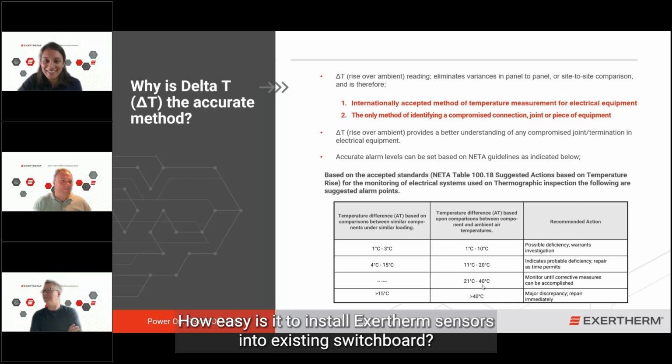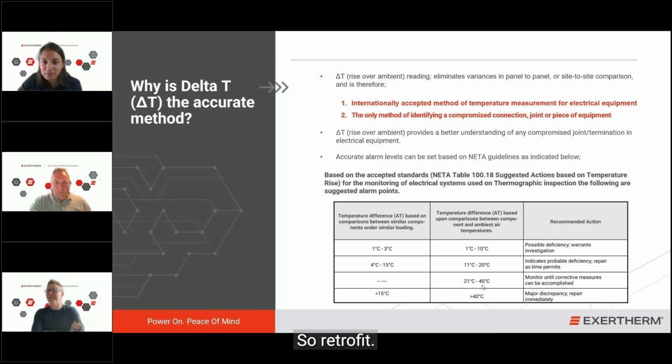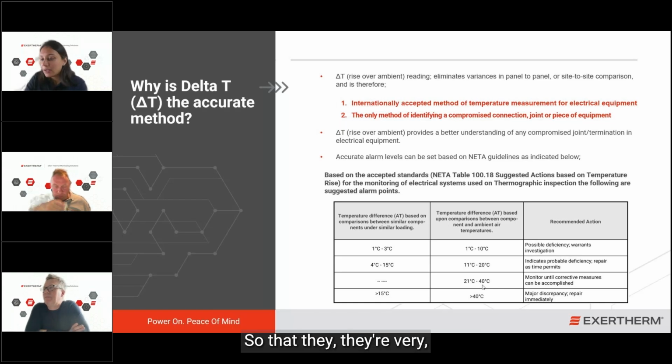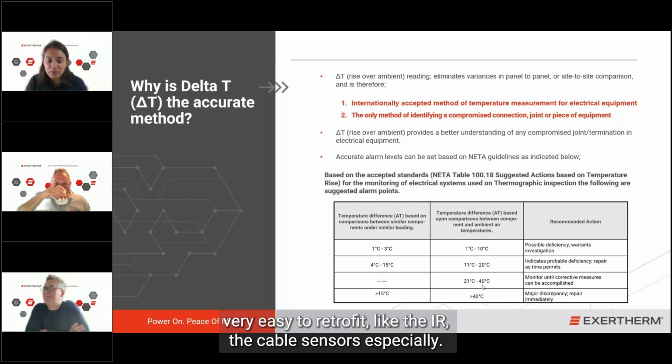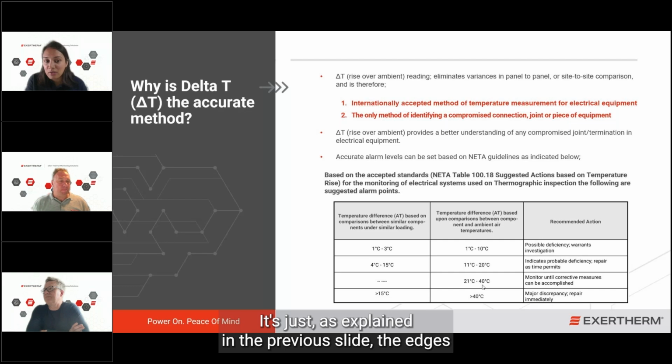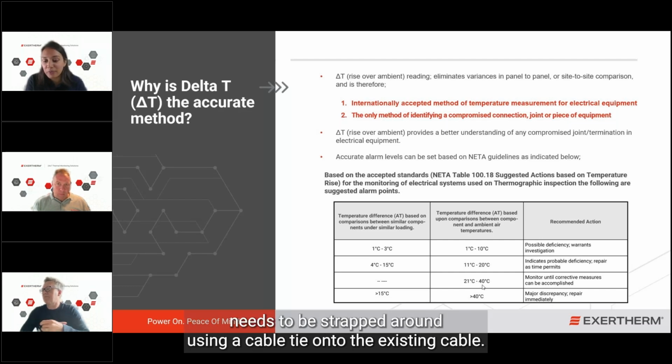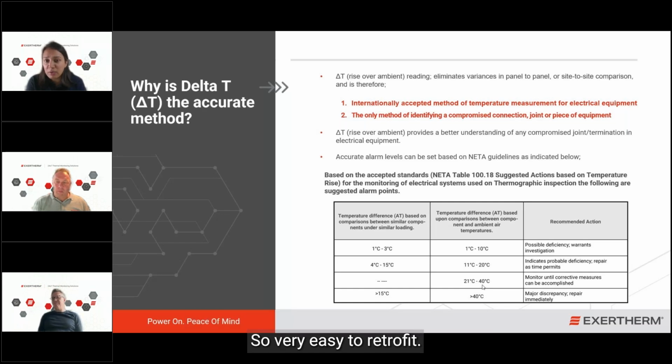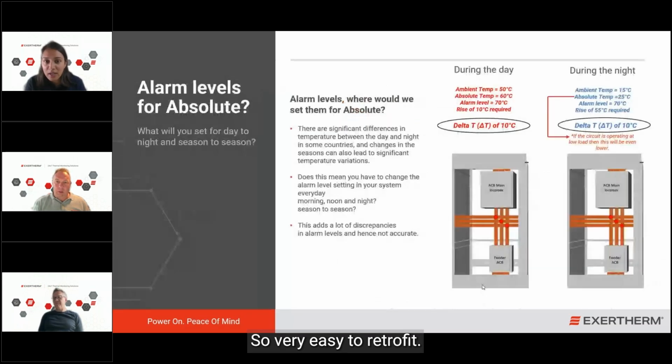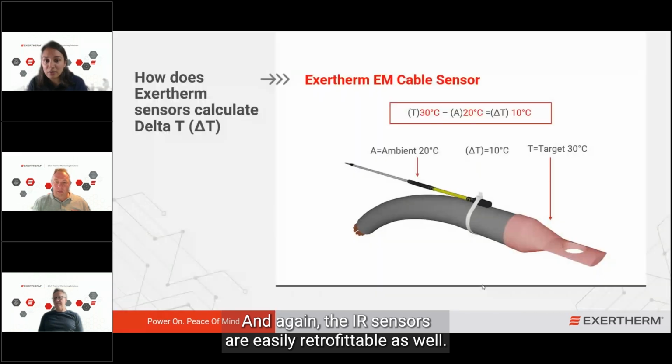How easy is it to install exotherm sensors into existing switchboards, so retrofit? They are very easy to retrofit, the cable sensors especially. As I explained in the previous slide, the head just needs to be strapped onto the existing cable using a cable tie. So very easy to retrofit. And again, the IR sensors are easily retrofittable as well.